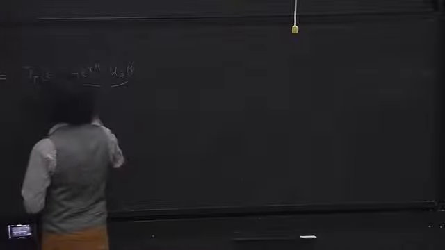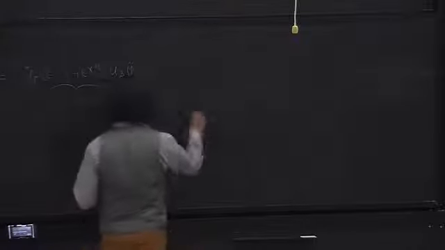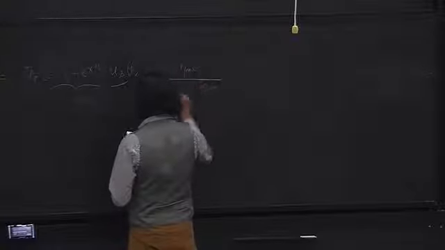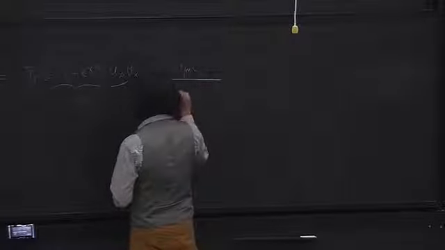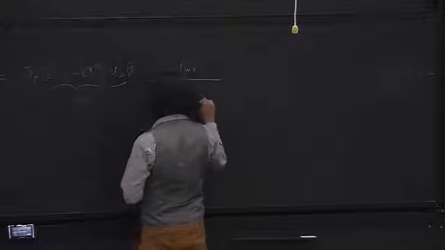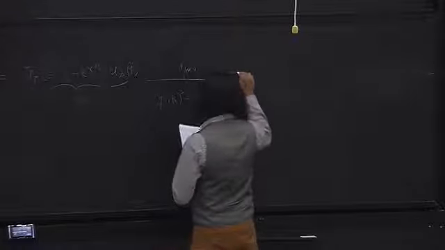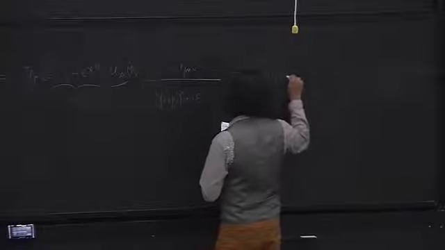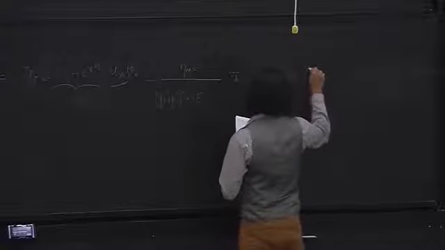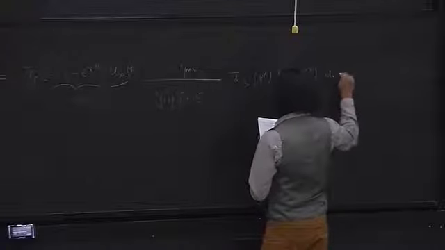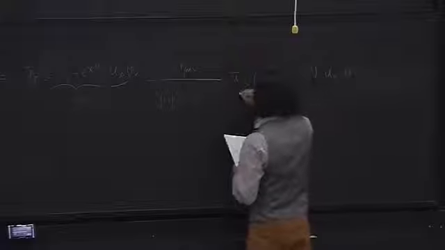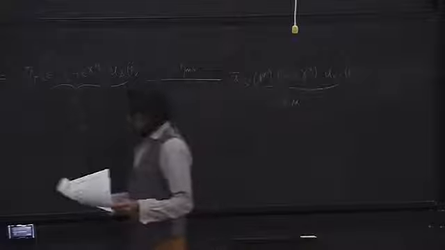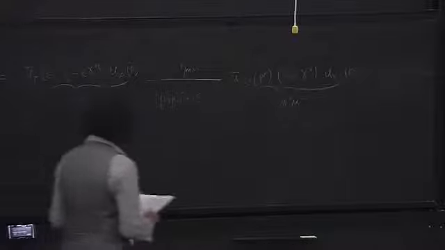So this is the electron-positron part. And then we have a photon propagator. And then we have a muon part. Right. So this is the mu plus mu minus part.